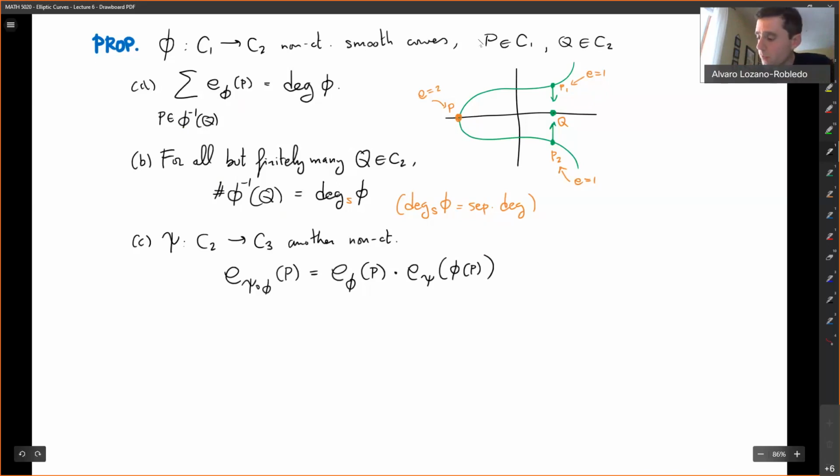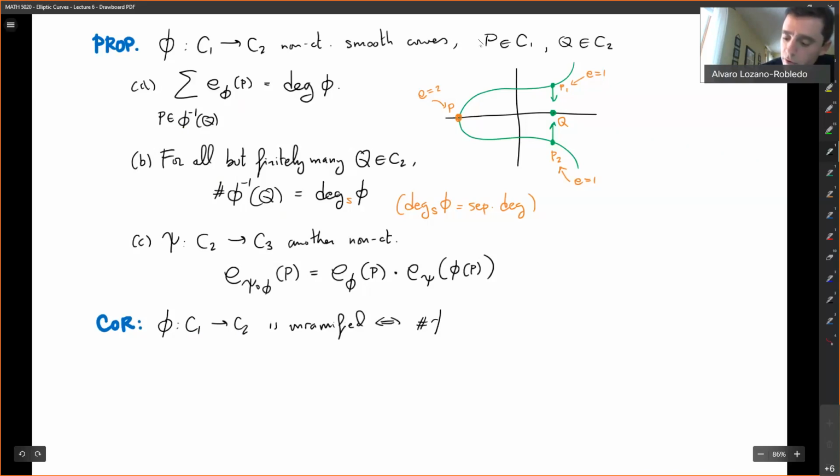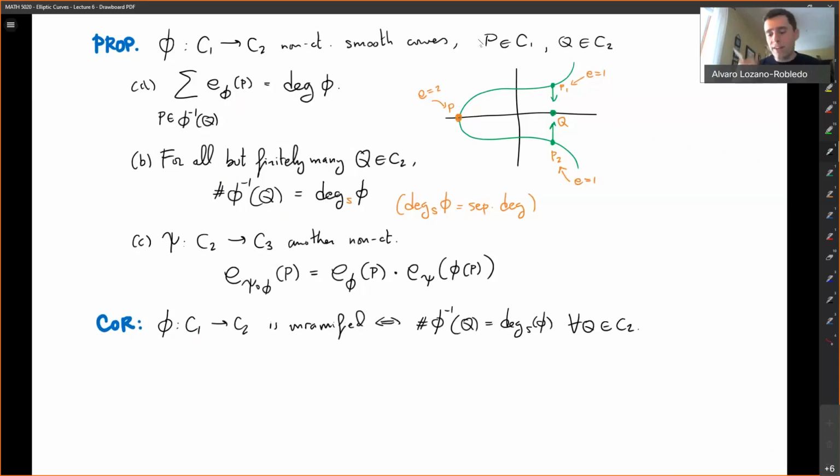Okay, then a corollary to this is that phi is unramified everywhere if and only if the number of points in the preimage is the same for all Q in C2. So if you always have the same number of preimages, then it's an unramified map.